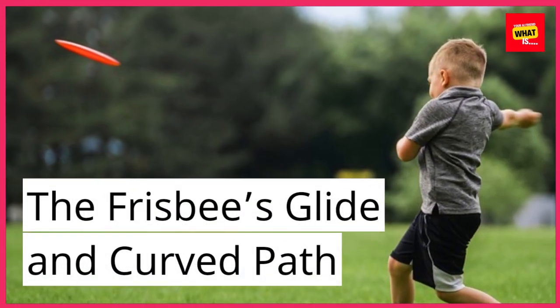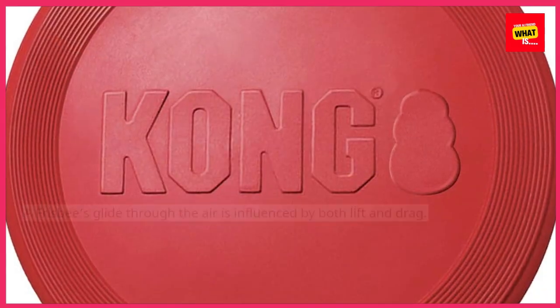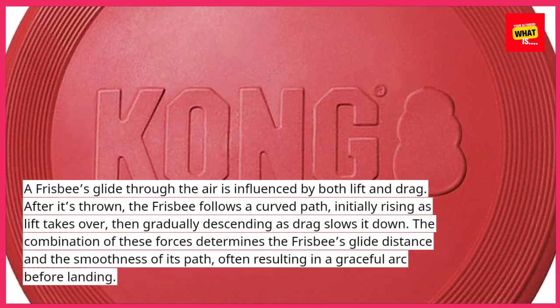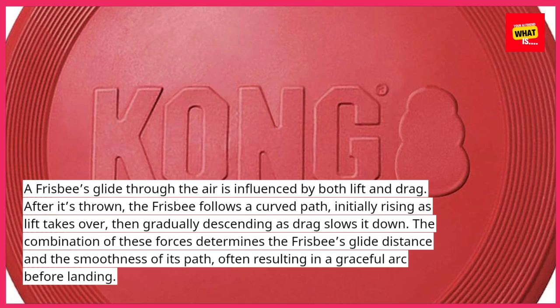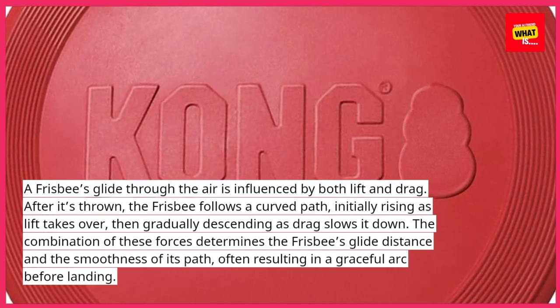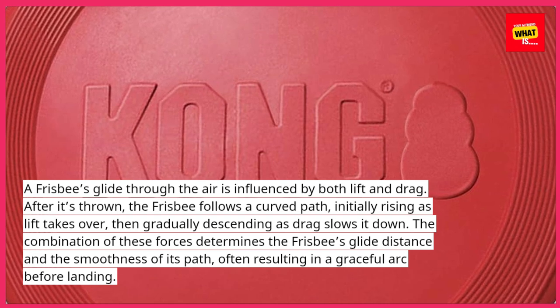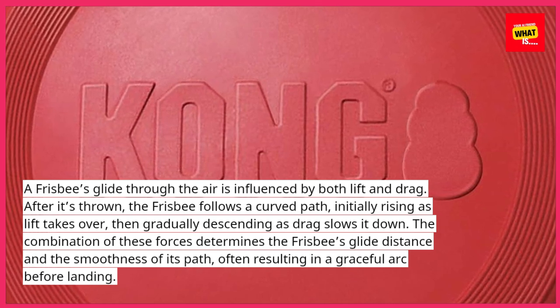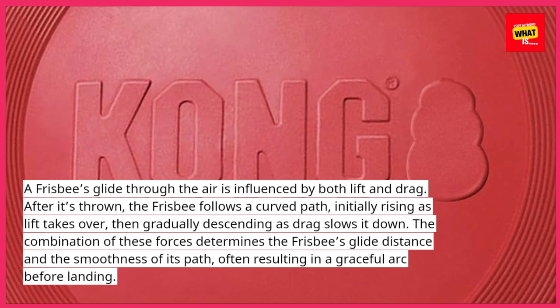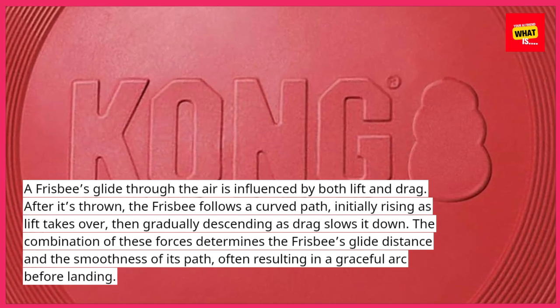The frisbee's glide and curved path. A frisbee's glide through the air is influenced by both lift and drag. After it's thrown, the frisbee follows a curved path, initially rising as lift takes over, then gradually descending as drag slows it down. The combination of these forces determines the frisbee's glide distance and the smoothness of its path, often resulting in a graceful arc before landing.